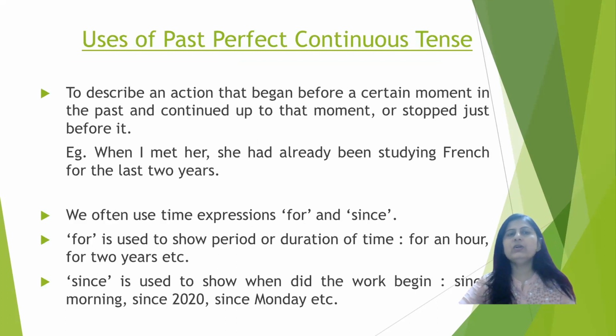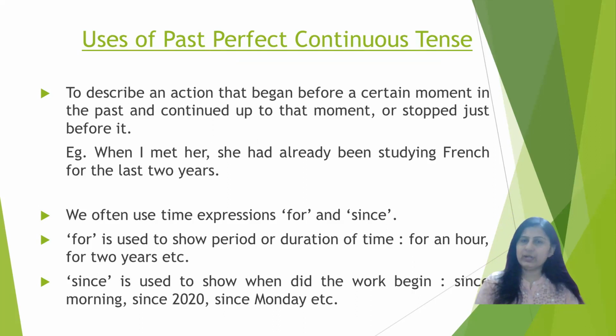Now let us see where to use past perfect continuous tense. It is used to describe an action that began before a certain moment in the past and continued up to that moment or stopped just before it. We talk about an action that started before a certain point in the past and continued at that time or just stopped before it. Like when I met her, she had already been studying French for the last 2 years. Now this is she had already been studying. This is past perfect continuous tense.